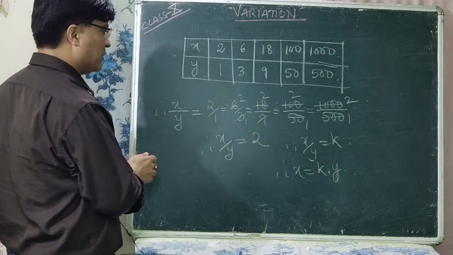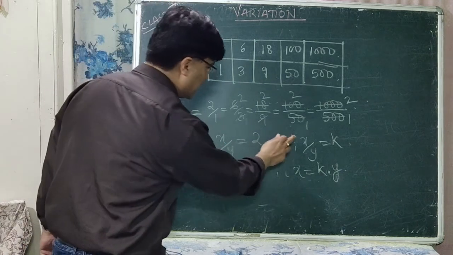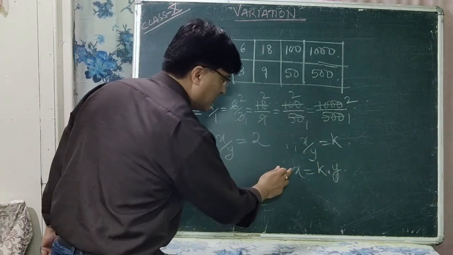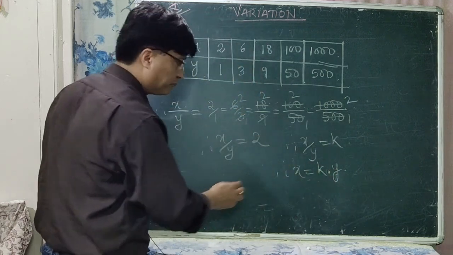I think you have understood it. That is x by y is equal to 2. That is x upon y is equal to k. That is x is equal to k into y.